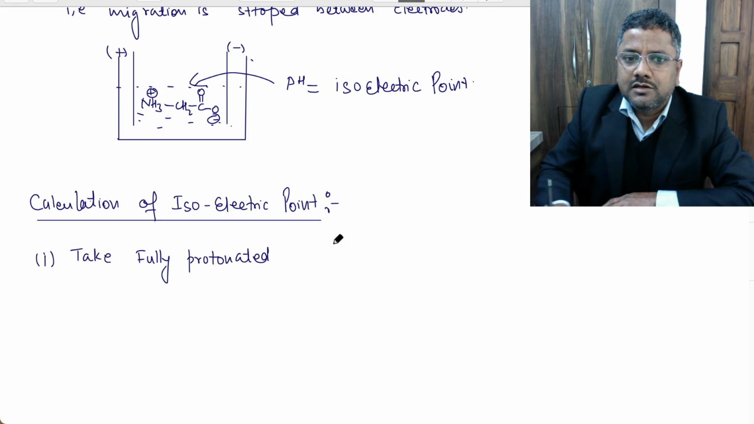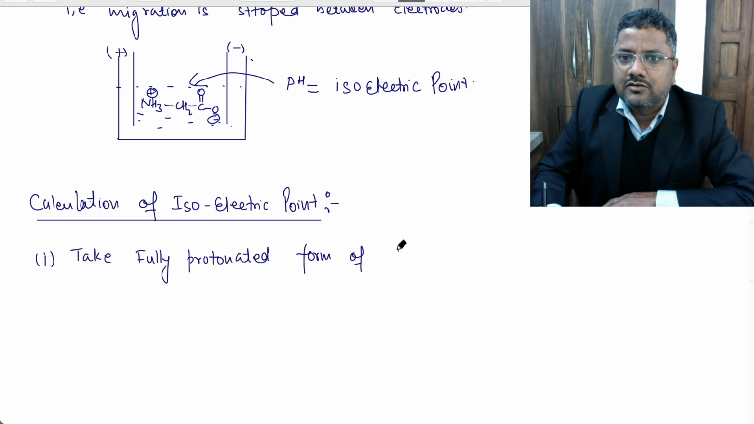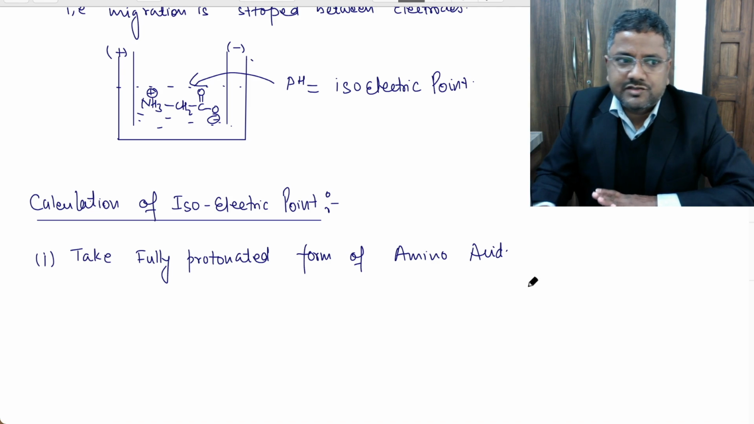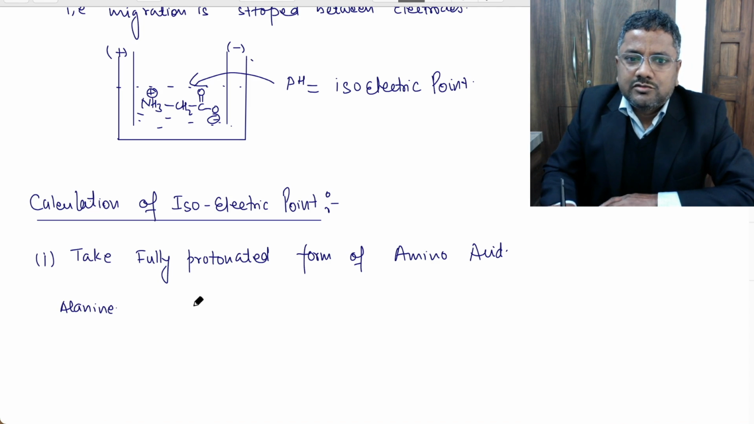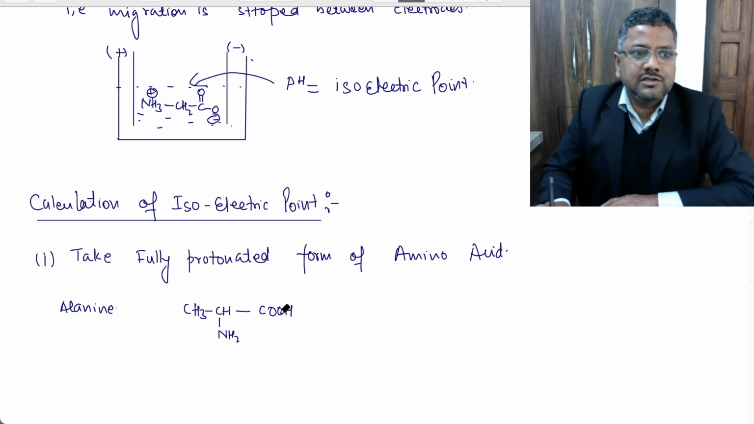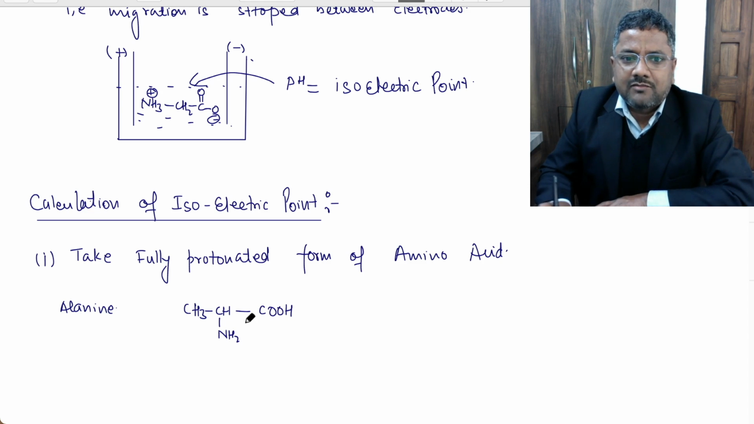Fully protonated form of amino acid. So suppose that I am taking an example of alanine. So what is the formula of alanine? Alanine has the formula CH3CHNH2COOH, right? So what is the fully protonated form of this?